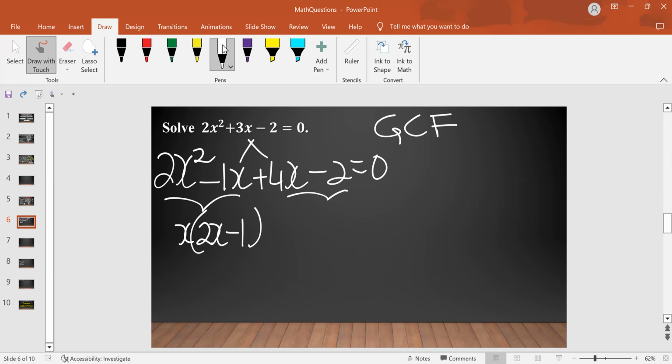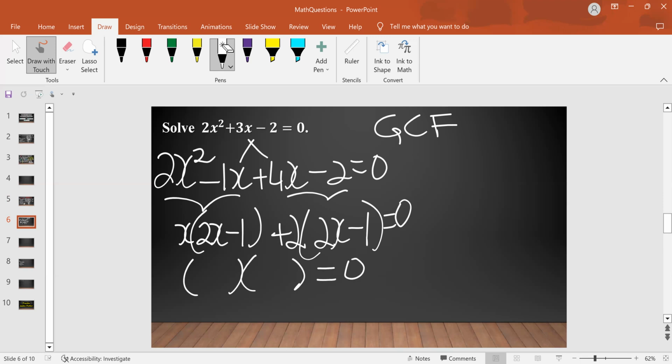We continue. So the other part is going to be plus 2 parentheses 2x minus 1. Okay, so it's equal to 0. So in 4x minus 2, the greatest common factor here is 2. And if you check your work, 2 times 2x is 4x. 2 times negative 1 is negative 2. So we're going to have the thing like this, is equal to 0. In the first parenthesis, you're going to have 2x minus 1. And now in the second parenthesis, you have the leftover x plus 2, the GCF. And this is equal to 0.